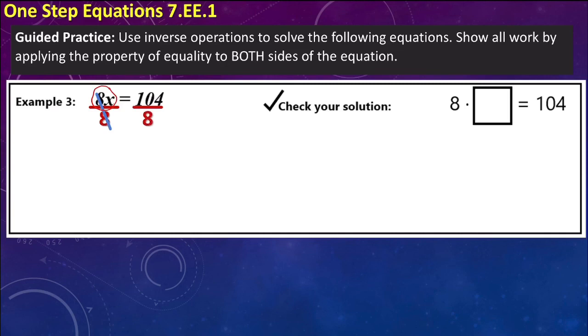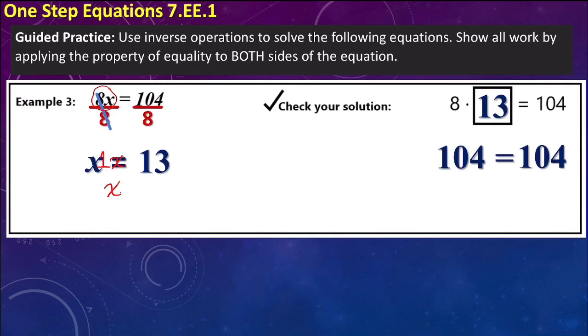So 8 divided by 8 is just 1x, right? 1x, which is just x. We know that that's x. And then 104 divided by 8 is 13. And let's check that out. Let's see if that works. Put in 13. 8 times 13 is 104. And 104 equals 104. See, when you really think about it, there's no way to miss an equation problem.